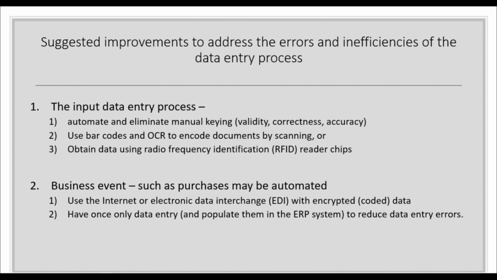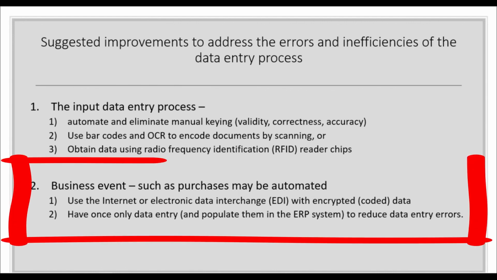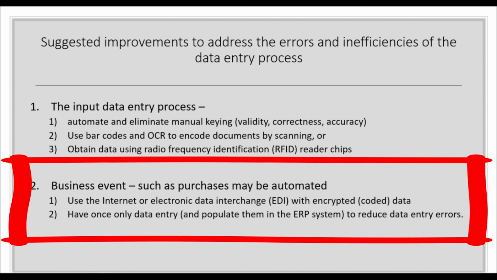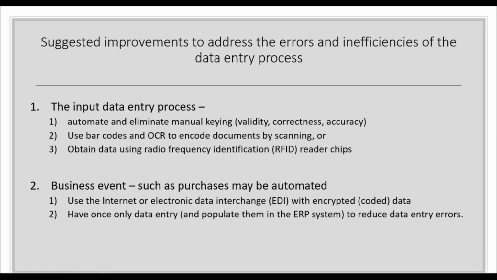The business events, such as purchases, may be automated using the internet or electronic data interchange with encrypted data, so that the data are entered only once, and once they are entered into and accepted by the ERP system, they can be populated, and data entry errors are therefore minimal.